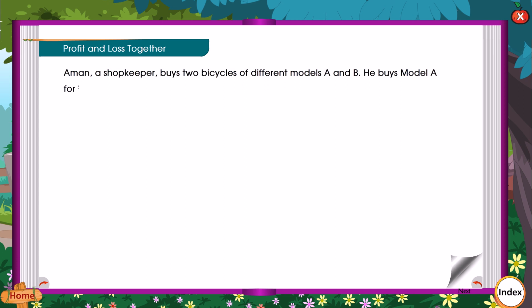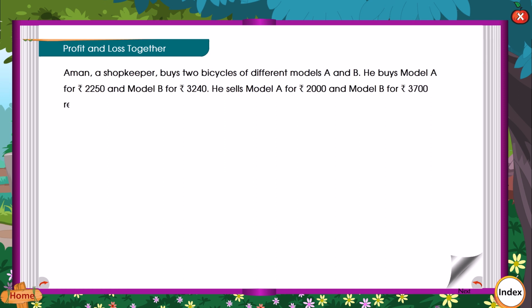Profit and loss together. Aman, a shopkeeper, buys 2 bicycles of different models A and B. He buys model A for rupees 2,250 and model B for rupees 3,240. He sells model A for rupees 2,000 and model B for rupees 3,700 respectively. Find his total profit or loss on this dealing.